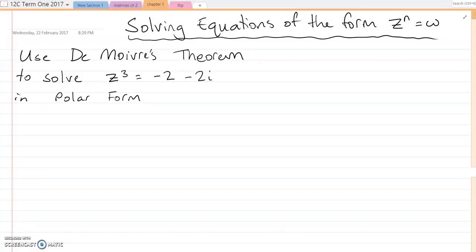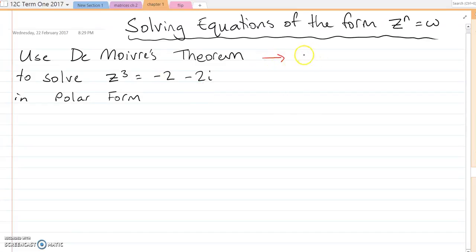Solving equations of the form z to the power n equals w, where w is a complex number. So the problem to solve is: use de Moivre's theorem to solve z cubed equals minus 2 minus 2i.